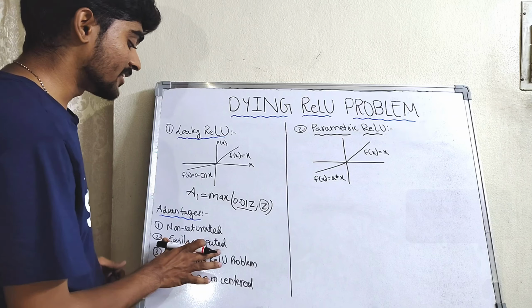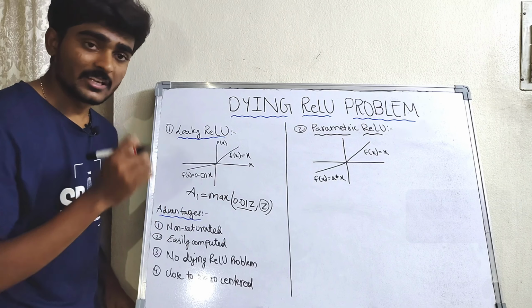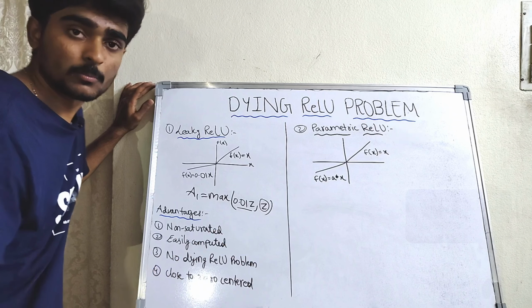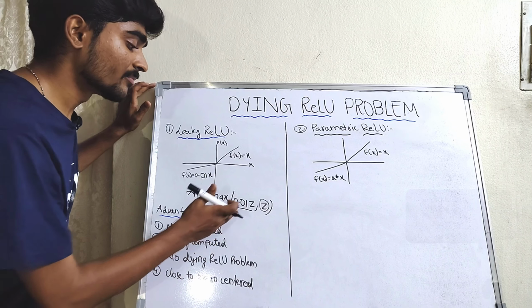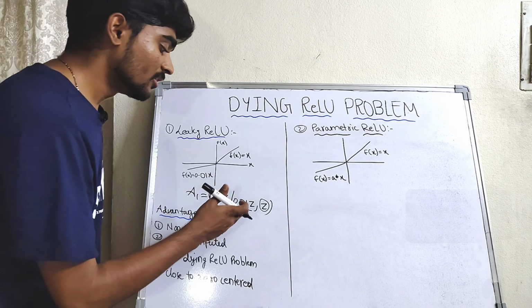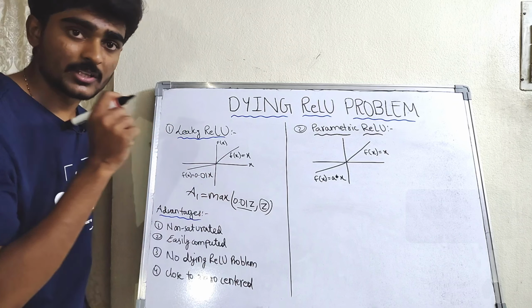Second, it is easily computed. The calculation of the derivative for this is easier, so it is easily computed. Third, no dying ReLU problem, as there exists a value for the negative region. As there exists a value for negative z, there is no dying ReLU problem. Fourth is close to zero centered.